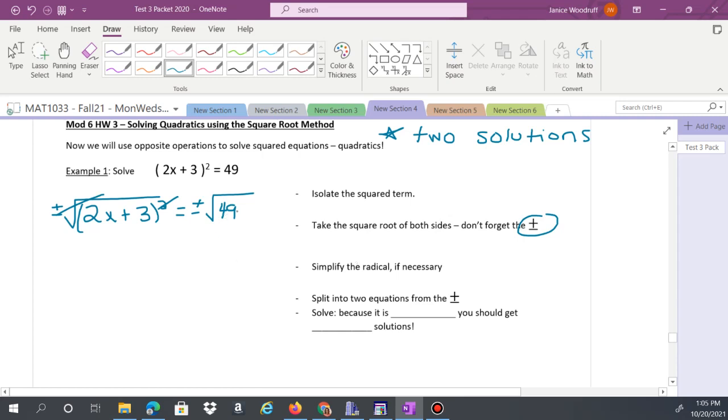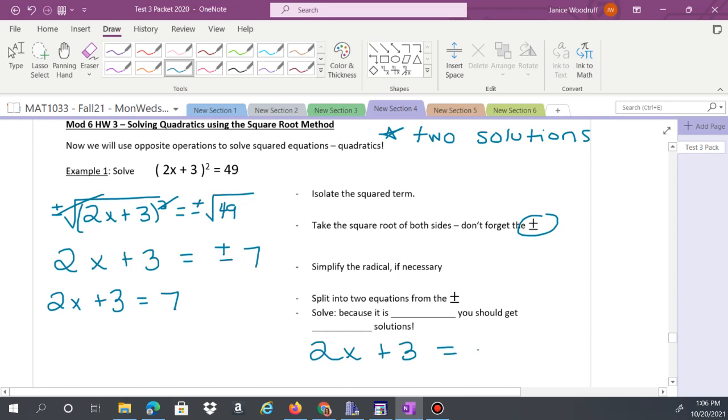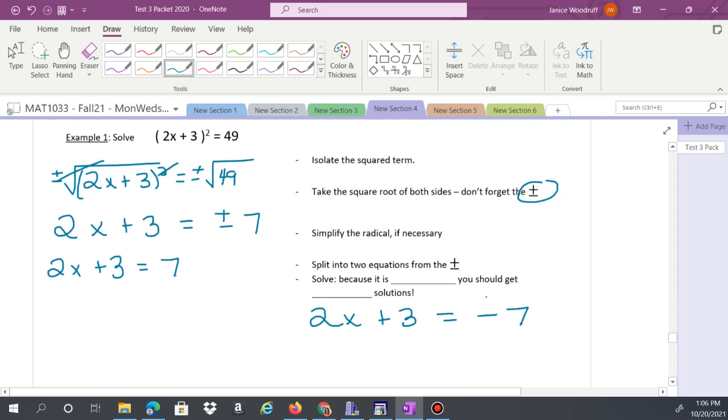If you need to simplify the radical, go ahead and do that. This one you do not. So this comes down like this: 2x plus 3 equals plus or minus 7. Then you're going to split this into two equations. The first equation would be 2x plus 3 equals positive 7, and the second equation would be 2x plus 3 equals negative 7. Then we're going to solve. Because it is plus or minus, you will get two solutions.